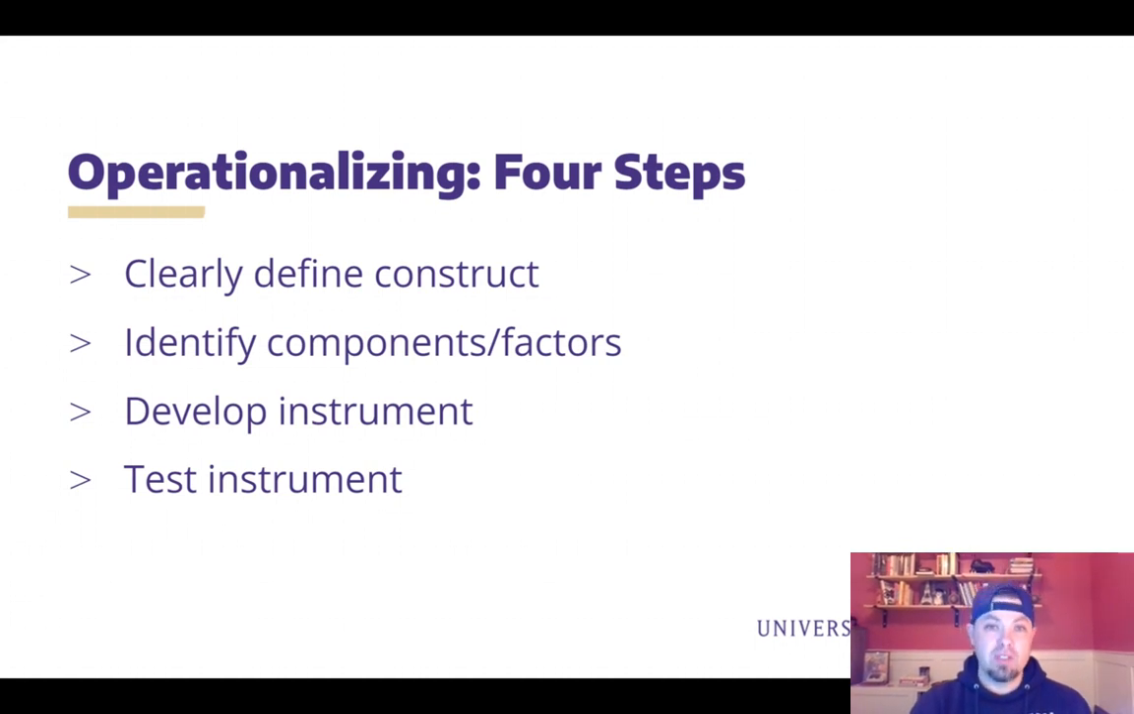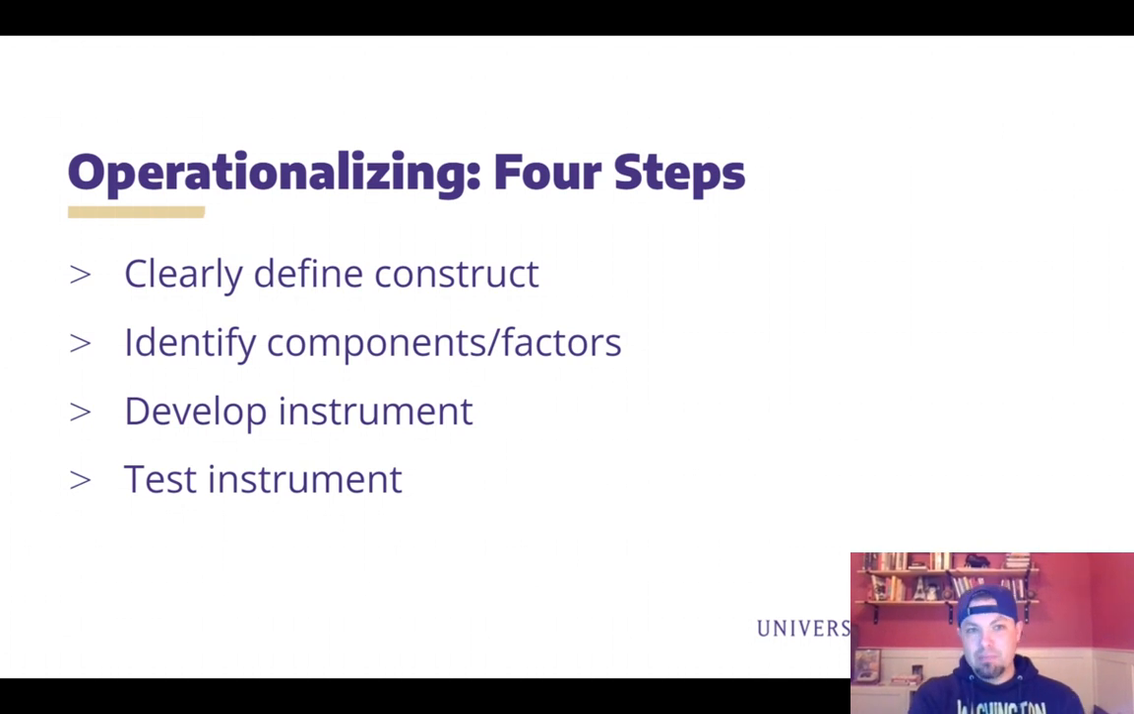Third, we have to develop an instrument, such as a survey or a test, that can be used to measure the variable. An instrument should be designed to measure each of the factors identified in the previous step. And last but not least, we have to test the instrument by administering it to a sample of participants. As part of this process, it's important to test for reliability, which is the consistency of a measure, and validity, which is the extent to which an instrument is measuring what it's supposed to.